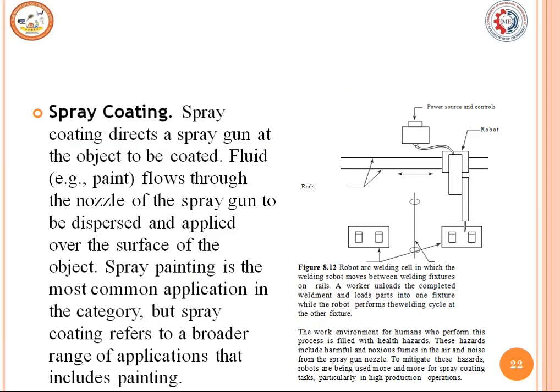Spray coating is done on the material or the sheet metal. So here coating directs a spray gun at the object to be coated. Fluid flows through the nozzle of the spray gun to be dispersed and applied over the surface of the object. Spray painting is the most common application in the category, but spray coating refers to a broader range of applications which includes painting also.